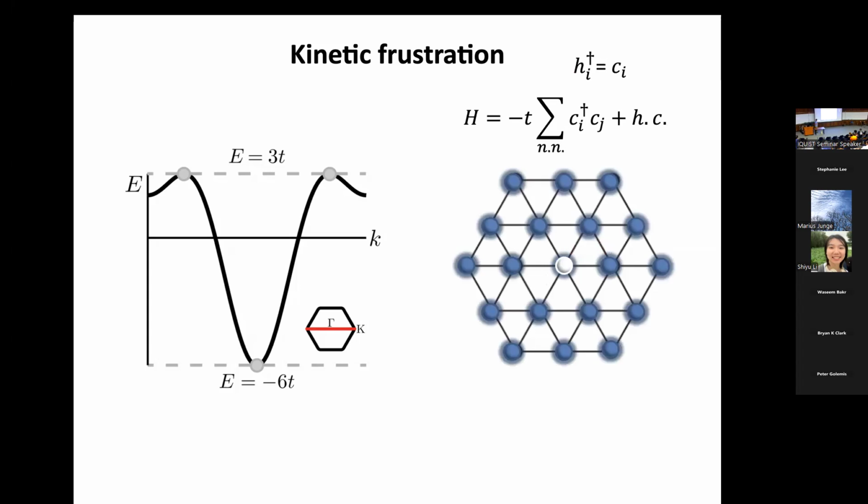Okay, so now let's repeat this, but in a different setting where instead of a single particle, we're going to put a single hole. So now I'm going to imagine a spin polarized system where all the spins are pointing up, and I'm going to punch out just a single hole. And we're going to ask, what is the ground state in this case?